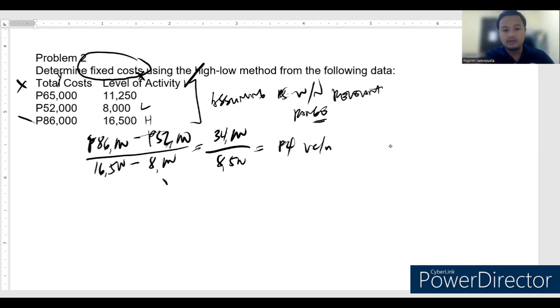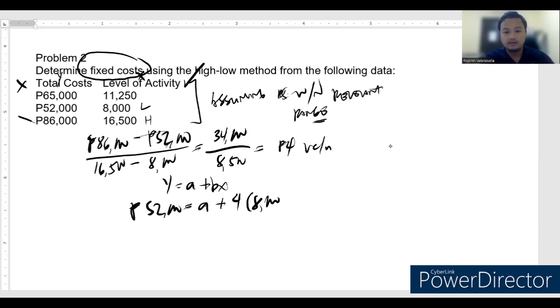So gamit tayo again ng Y = A + BX. Pili tayo ng dalawa, pwedeng highest or pwedeng lowest. Piliin ko is lowest, 52,000. The cost of the lowest is equal to A. That's the fixed cost that we're looking for. B is 4 pesos. X is the lowest activity kasi lowest cost ang kinuha ko.